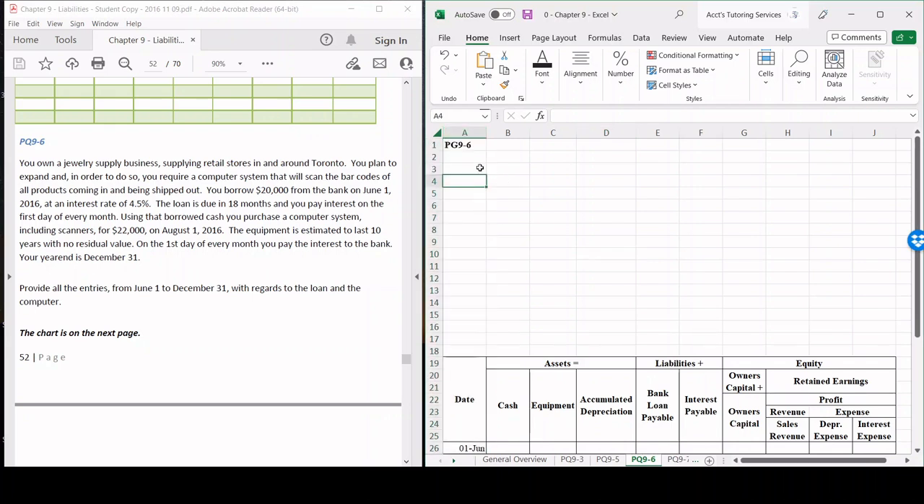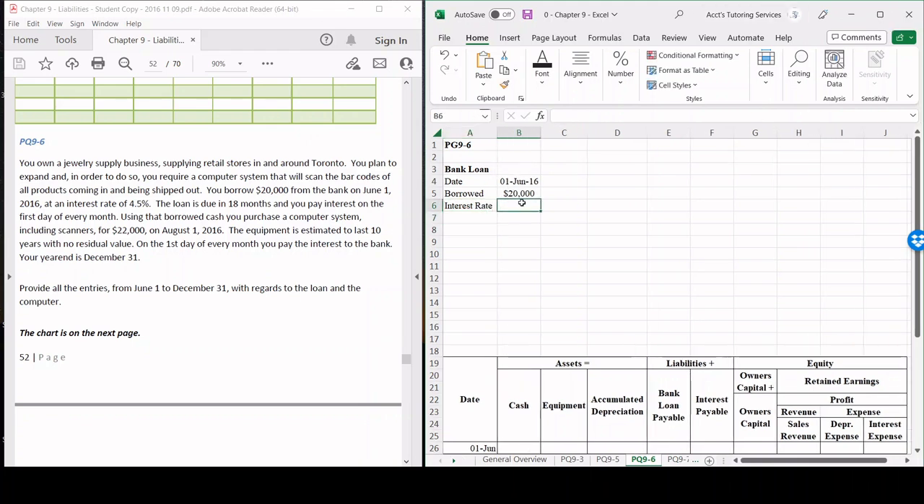Okay. So what I usually like to do is make a checklist. As you guys already know, I like to retype out the information that's important to us. So let's deal with the bank loan first. The date is going to be June 1st, 2016, and we borrowed $20,000. And the interest rate is 4.5%.